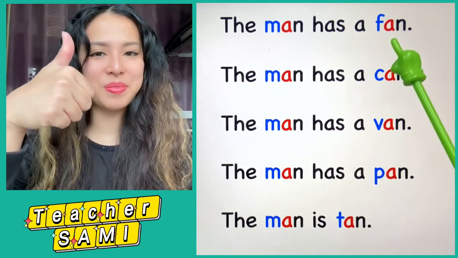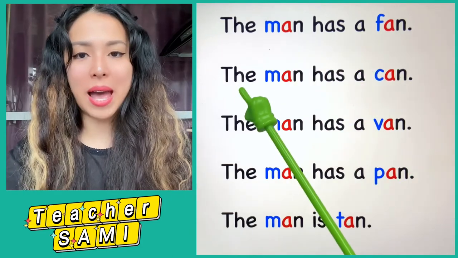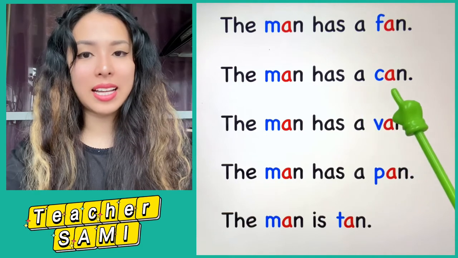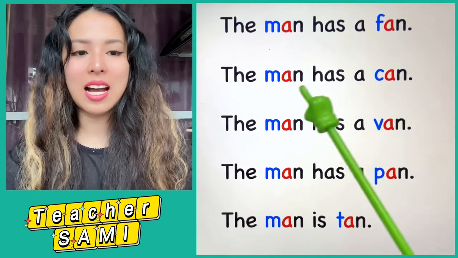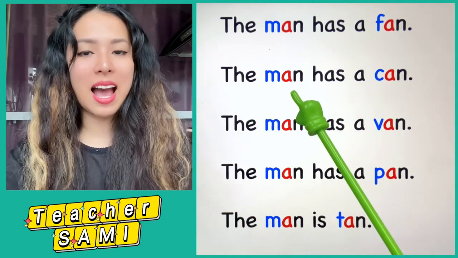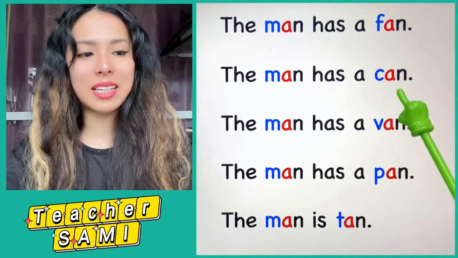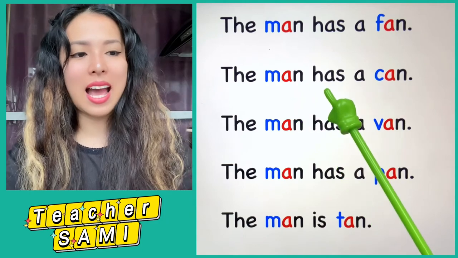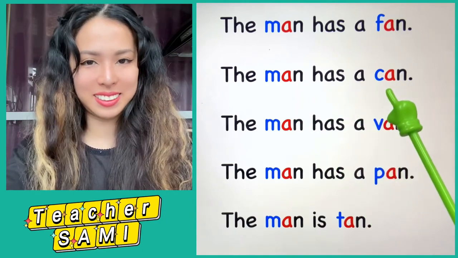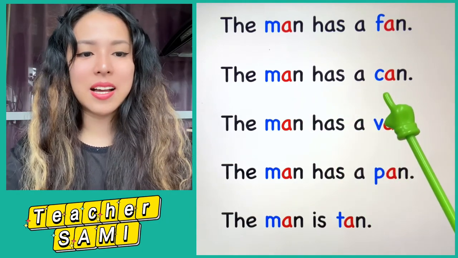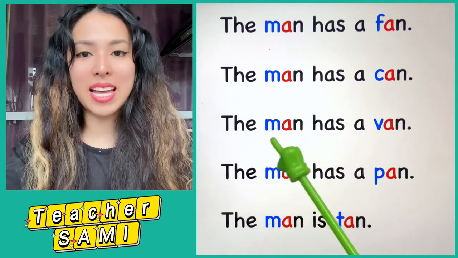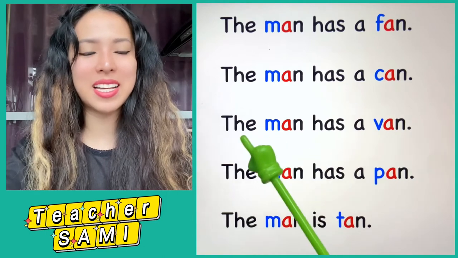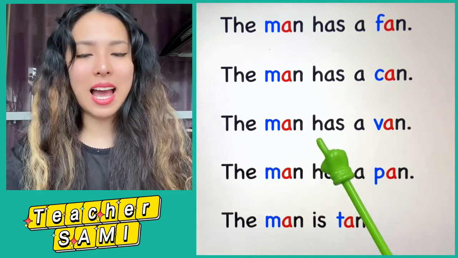Great. Next. The man has a can. The man has a can. Faster. The man has a can. Next, the man has a van. That's right. The man has a van.